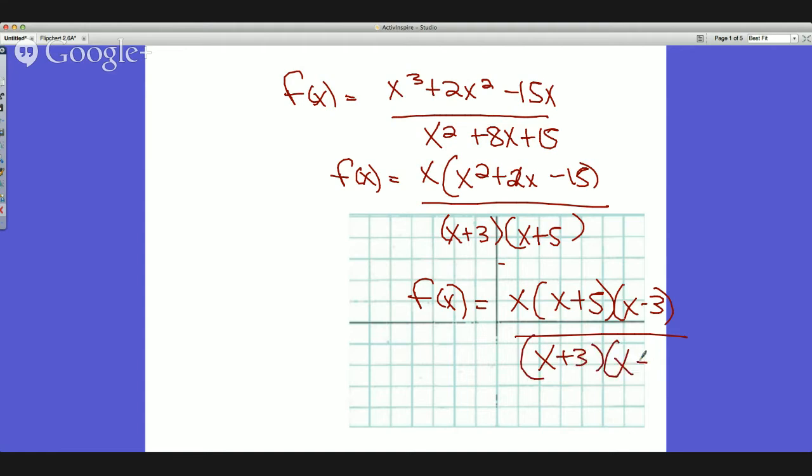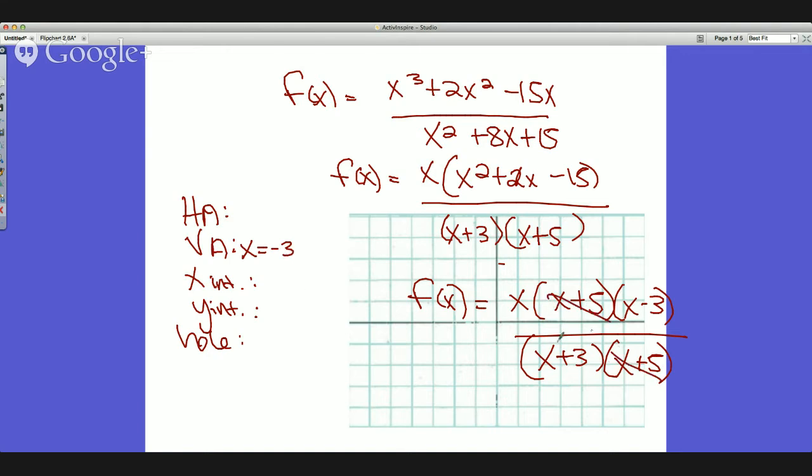All right, so real quick, we'll go through all the ones we have talked about. We have our HA, we have our VA, we've got our x-intercepts, y-intercept, and then I've got the holes there. So what are my vertical asymptotes going to be? Just -3, right? Good. So at our vertical, it'll be at x equals -3. Also, these will cancel. So what do we know about our hole there? -5. It's at -5. Good. Now we know that that's our x.